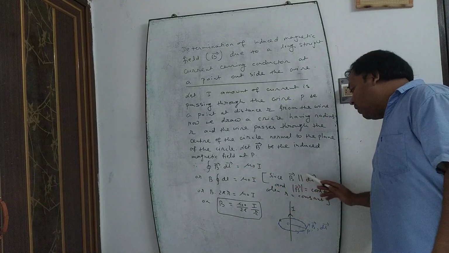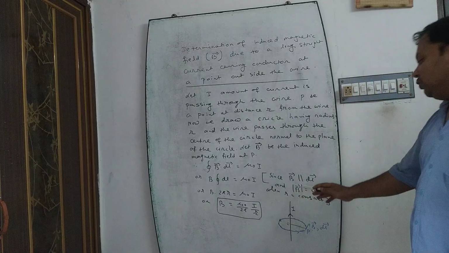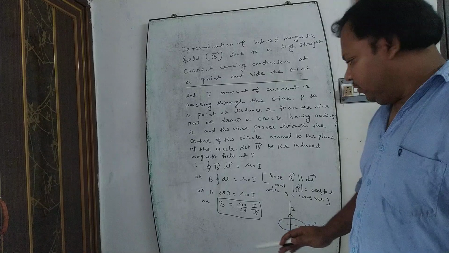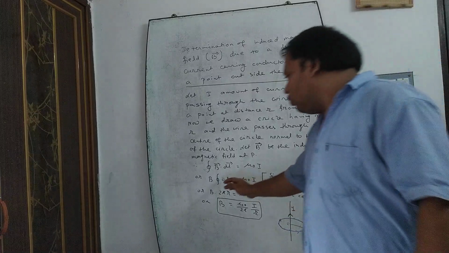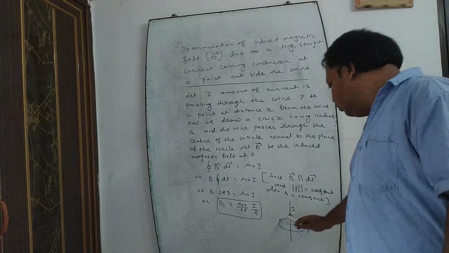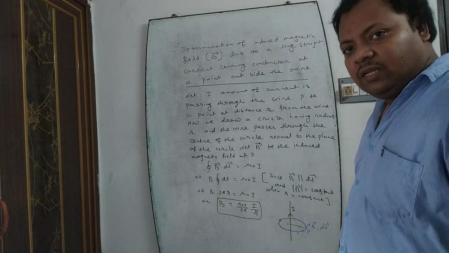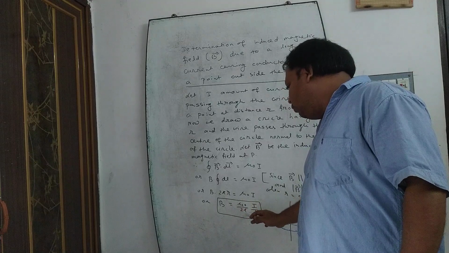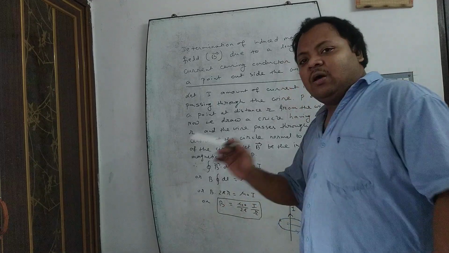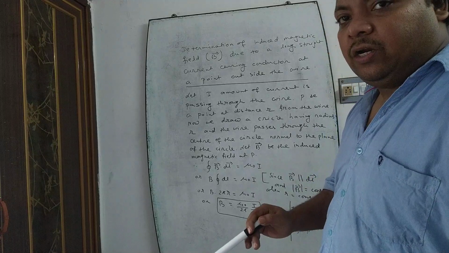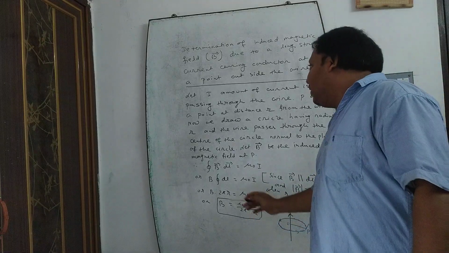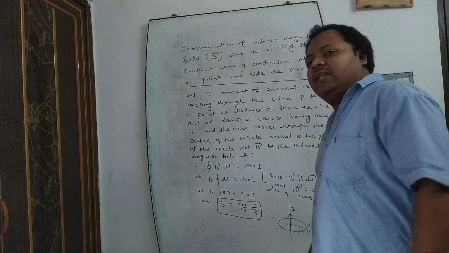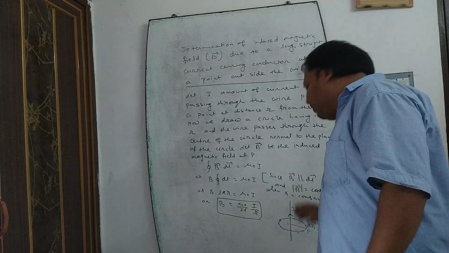Since B vector is parallel to dl vector and the magnitude of B remains constant when r also remains constant, the closed integral of dl is equal to the circumference of the circle, that is 2 pi r. Therefore, B is equal to mu0 I by 2 pi r. This is the magnitude of the B vector, or the magnitude of the intensity of the induced magnetic field at the point P due to the current carrying wire.